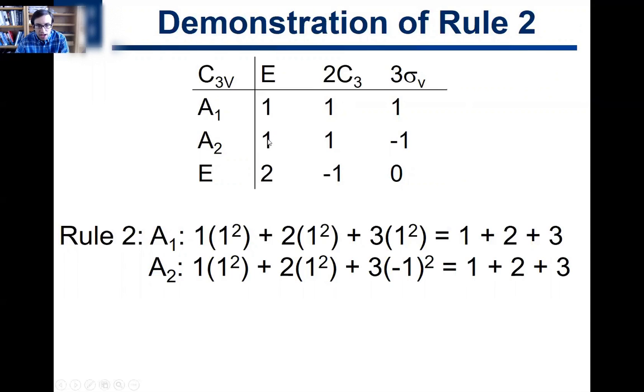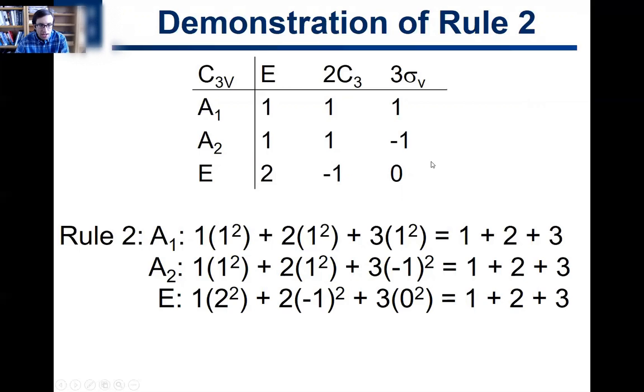A2, now you have 1, 1, and negative 1. If you square all those, a negative squared is the same as its corresponding positive square. So this ends up being the same thing, and again we have 1, 2, and 3 there because of 1, 2, and 3 here. Now we can do it for E. This one's going to be a little bit different. We have 2, negative 1, and 0. So we do 2 squared, negative 1 squared, and 0 squared. 0 squared goes away. We have 1, 2, and 3. Lo and behold, 1 times 2 squared, that's 4, plus 2 times negative 1 squared, that is 2, plus 0 is 6. So that works.